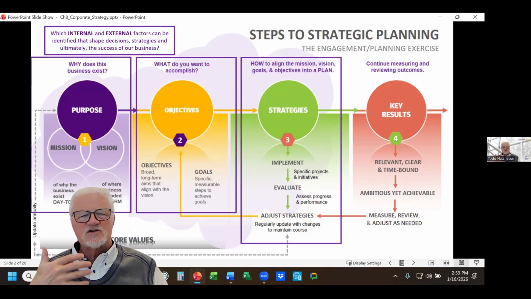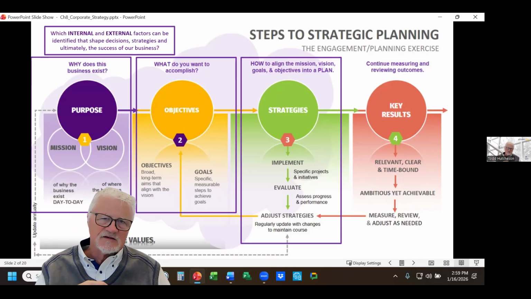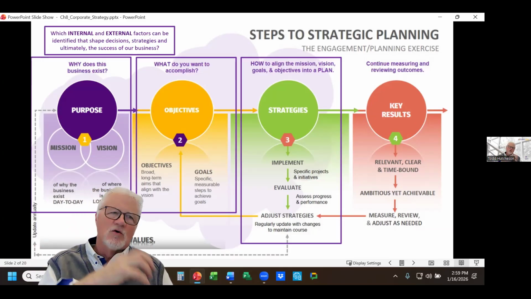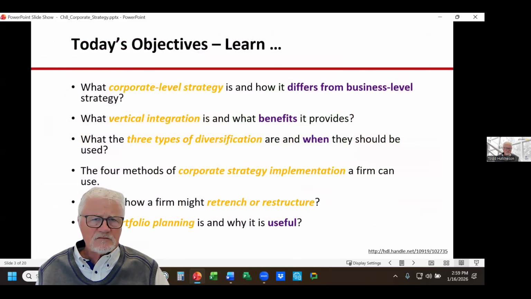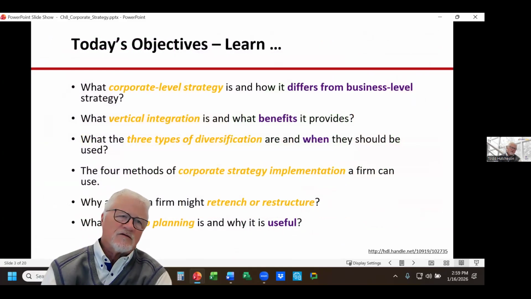So what strategies are we going to select as a business to allow us to set objectives that we measure ourselves against to go back and achieve that purpose that we set forth to begin with in our business? So that's the method to our madness. It's not extremely complex. It's pretty structured and straightforward, but inside it, there's a lot of decisions and thoughts that need to be made. So today we want to learn about corporate level strategy.